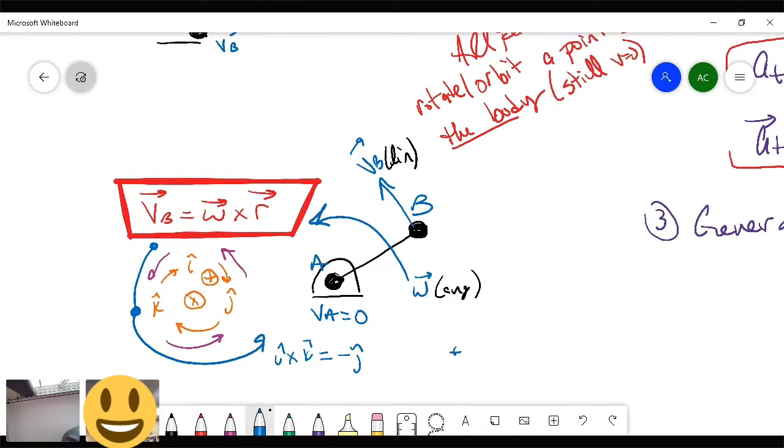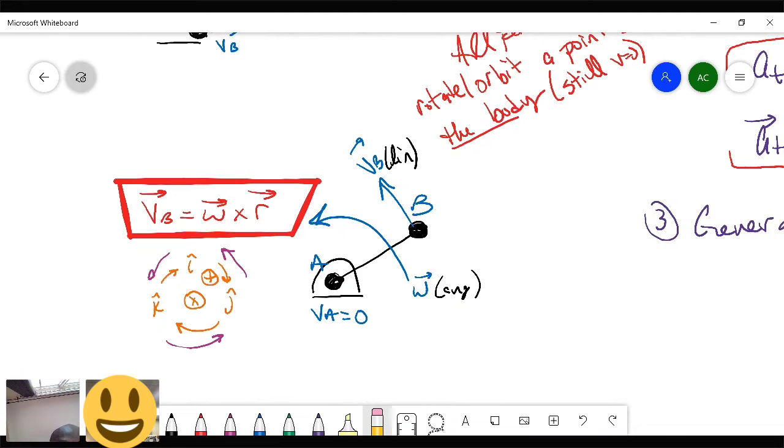Now, what you said is right. You could say negative I cross negative K equals J, but nobody says that. So don't even think of that. Just think you're always going to be using the positive version of IJK. It's just that the answer is going to be positive if you're going clockwise, and negative if you're going counterclockwise. Cool? And that's how you use the cross product.